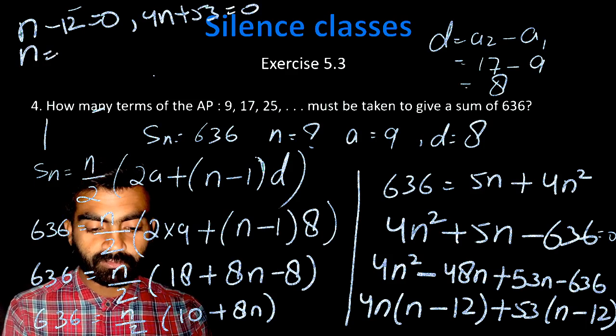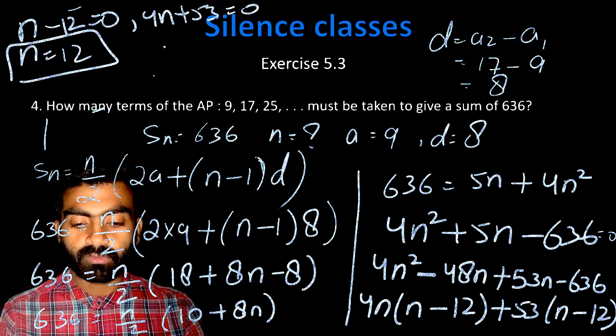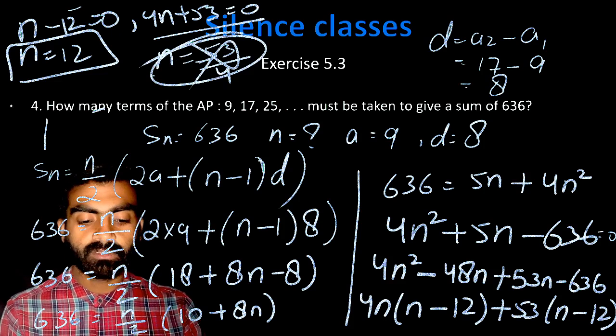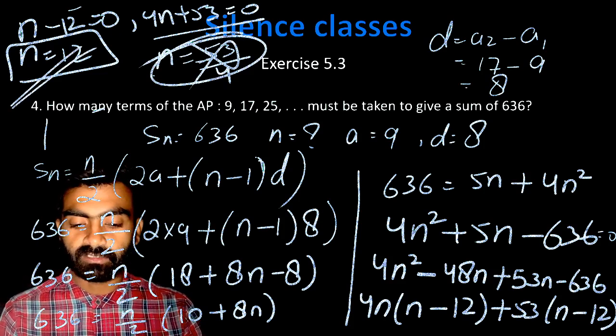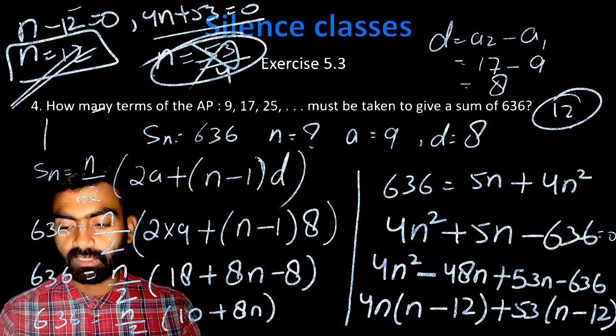So we can say n equals 12. The number of terms cannot be a fraction, and the other value comes out as a fraction, minus 53 upon 4. So n cannot be a fraction, so n equals 12. How many terms are there? There are 12 terms. 12 terms is the answer.